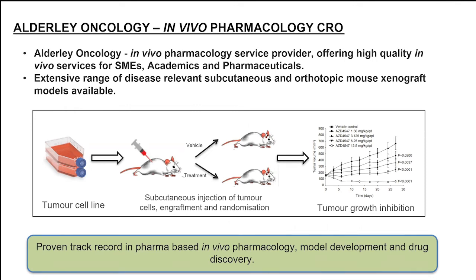So on this slide is an image of a typical oncology study and the type of work that we do, where we can take tumour cell lines, implant them either subcutaneously or orthotopically into immune competent or immune compromised mice, allow engraftment, and then randomise them onto study and treat with therapeutic agent and look at tumour growth over time. And you can see on the right hand side there a tumour growth inhibition curve. And we can also take samples from these studies to look at pharmacodynamic biomarkers.